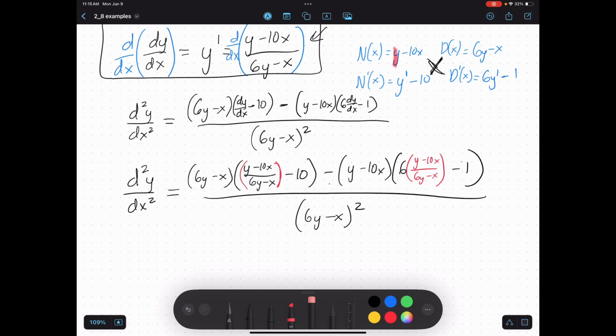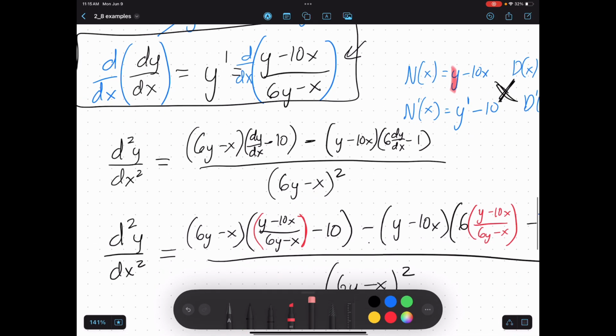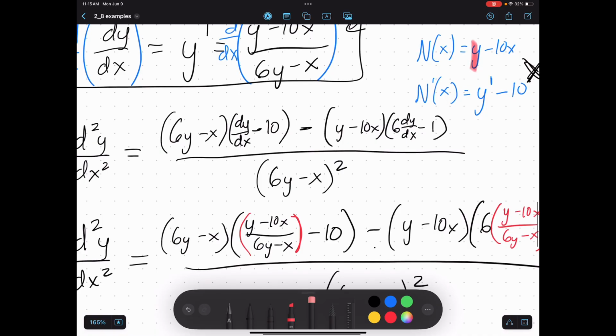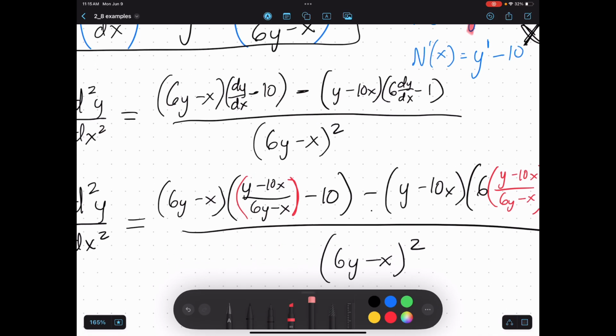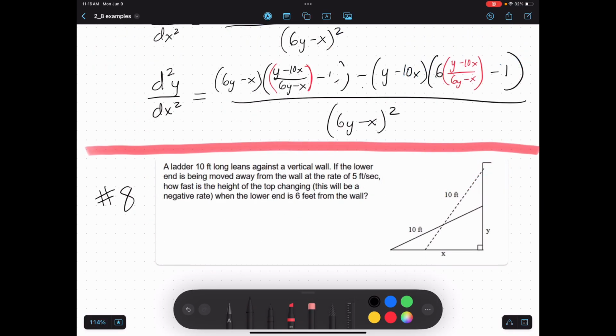But this is my second derivative because I found my first derivative, then used the quotient rule to get the second derivative, and wherever I saw a y prime or a dy over dx, I plugged in that first derivative. And that takes care of that one. Okay, let's look at our next problem. We're going to just go back one to problem number 8.